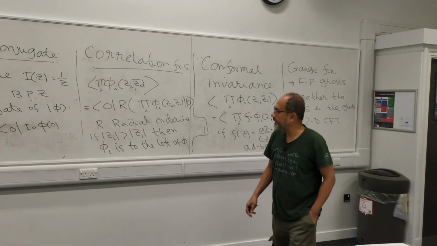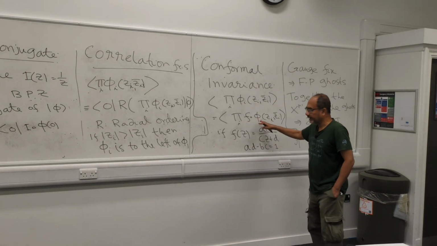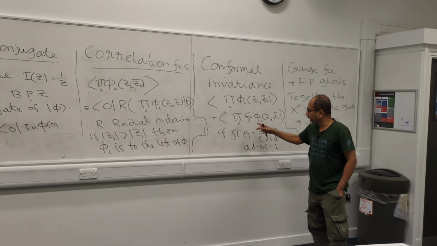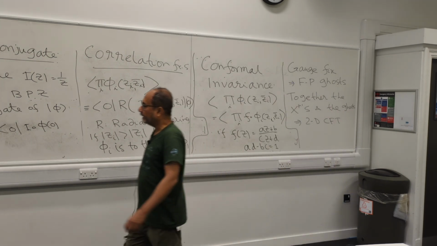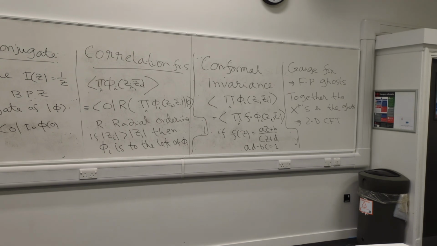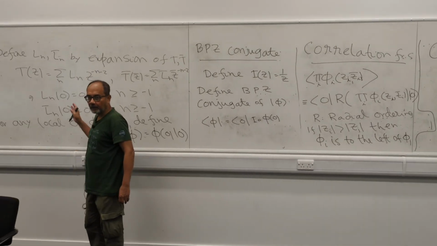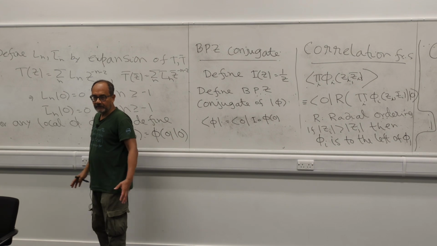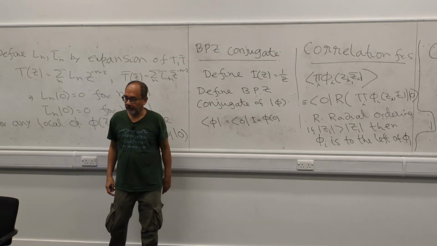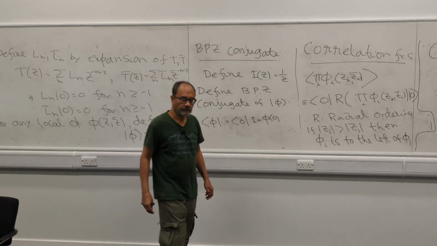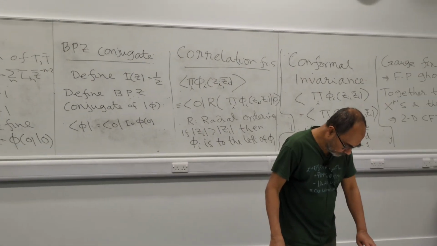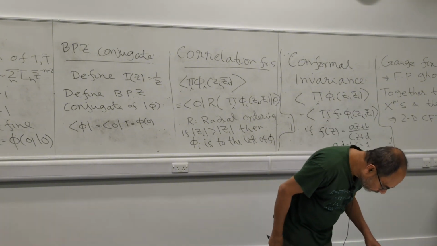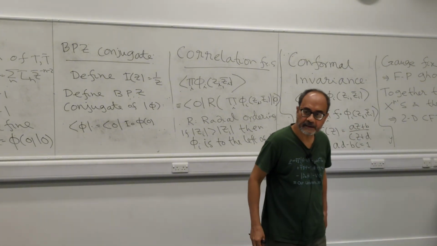One way to prove this is to look at the infinitesimal version of this symmetry, where it becomes a commutator between L0 and L plus minus 1 with the rest of the operators, and then you use these properties, and a similar property for the BPZ conjugate. Using that, we can show that this property holds. Any question on this?